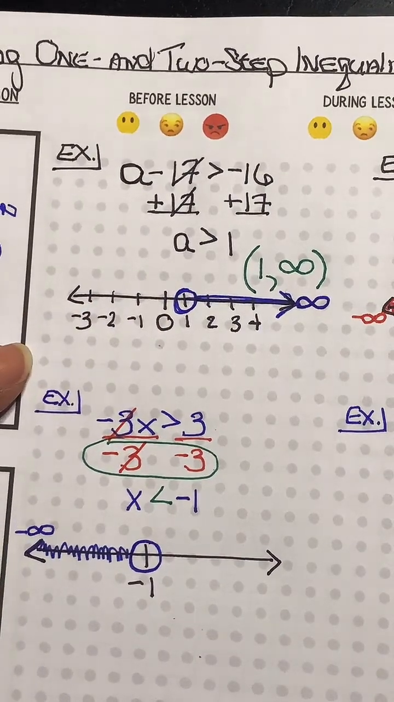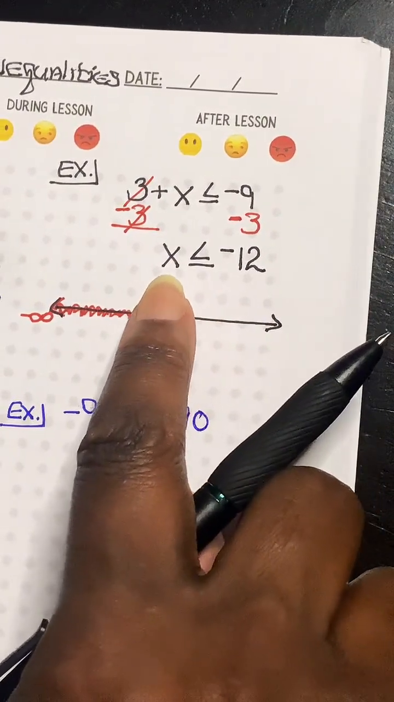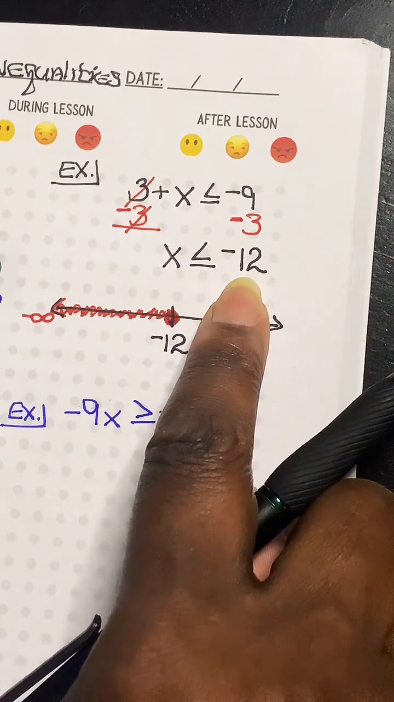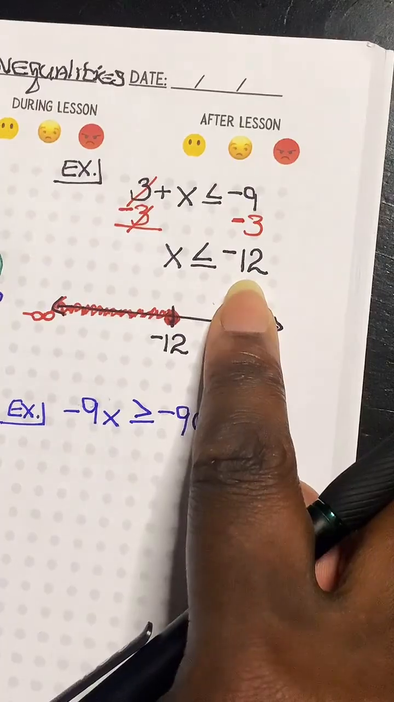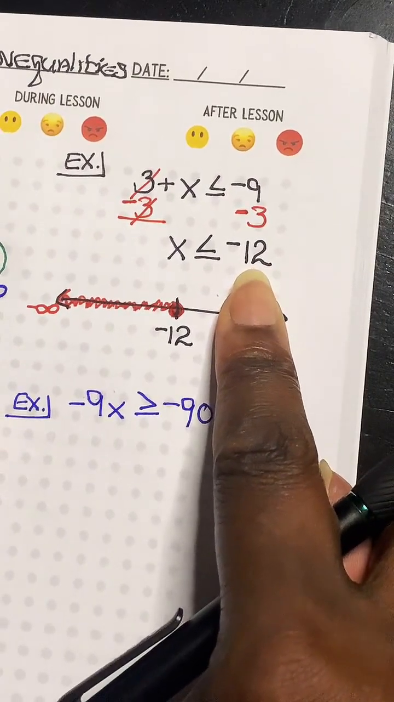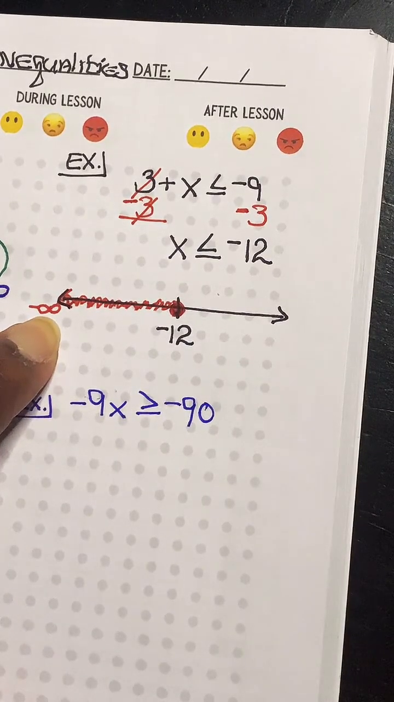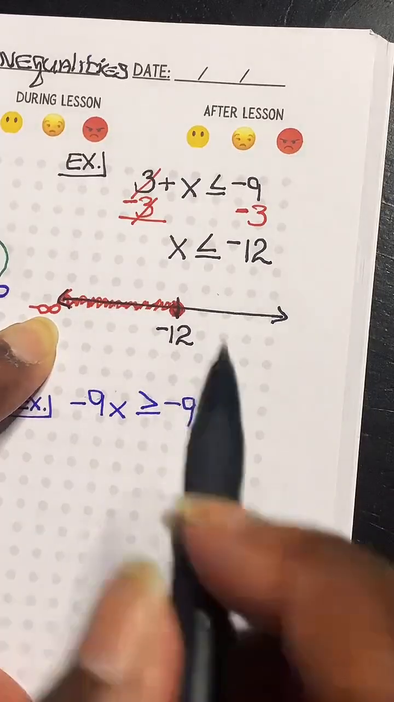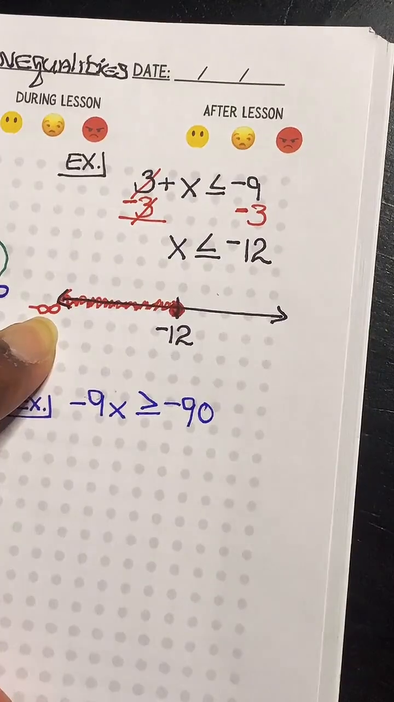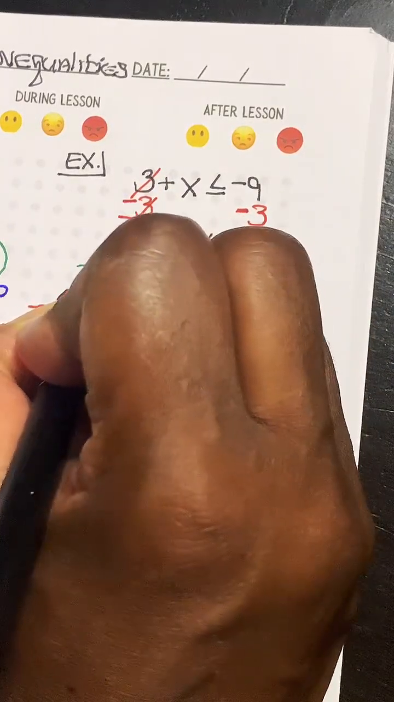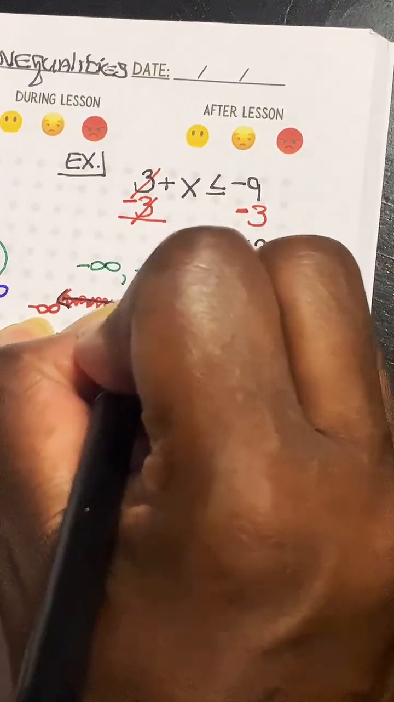All right. So if I did our previous, the next one after that, we had x is less than or equal to negative 12. So when we go to interval notation, we have to start with our lowest number. Our lowest number in this case is negative infinity. That's the lowest that we can go, because negative 12 is bigger than negative infinity. So we're going to start with negative infinity, and we're going up to negative 12.